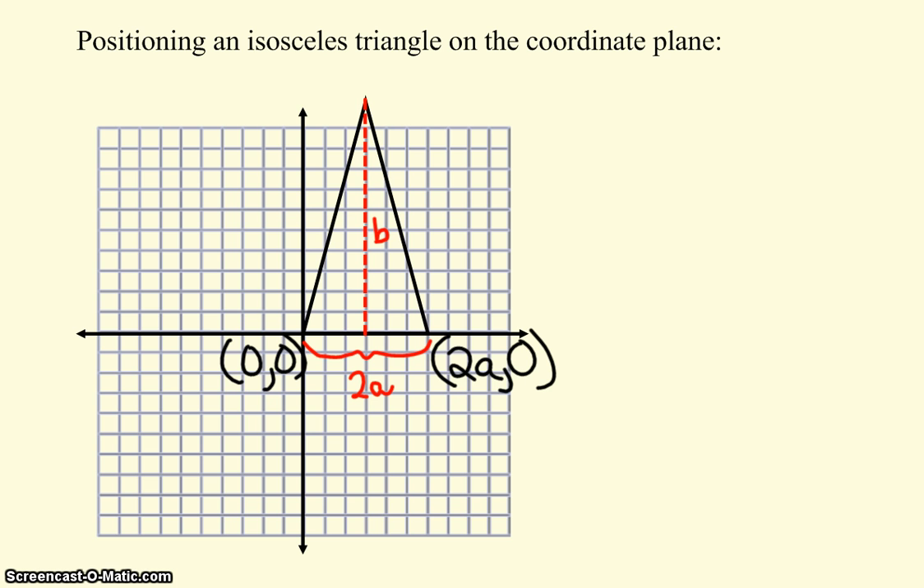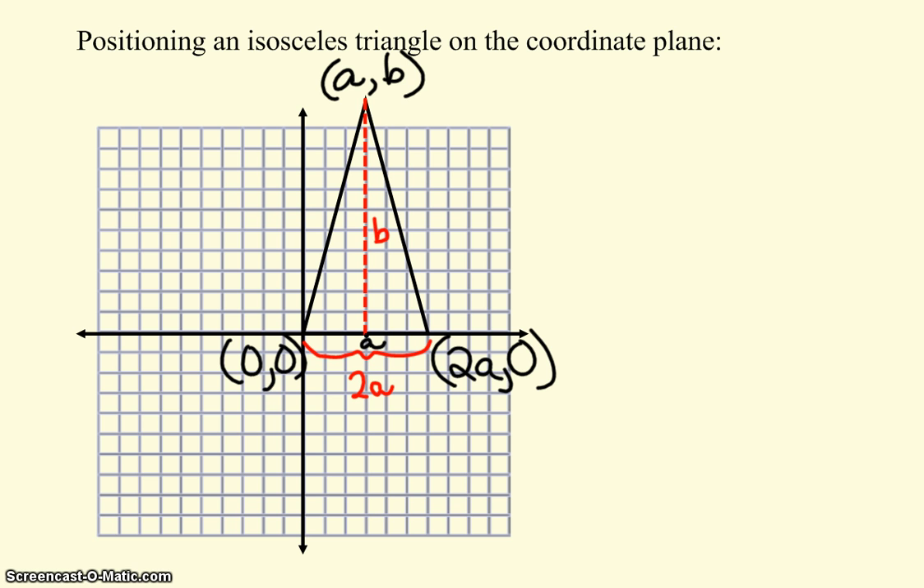Now I need to find the coordinate of the vertex, and remember, the vertex of the isosceles triangle is going to be halfway across. So if all the way across the triangle is 2a, then halfway across the triangle is going to be 1a. So it went over a units on the x-axis, and it went up b units on the y-axis. So the ordered pair for the vertex of that particular triangle would be a comma b.